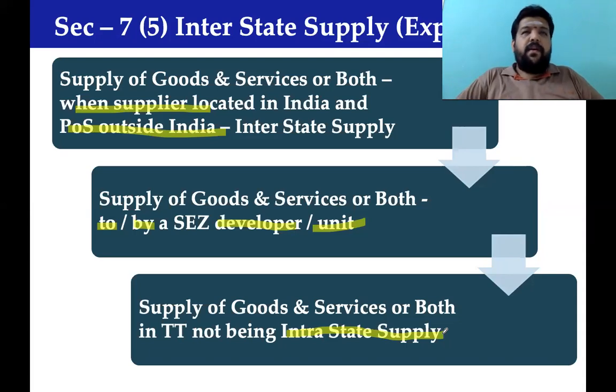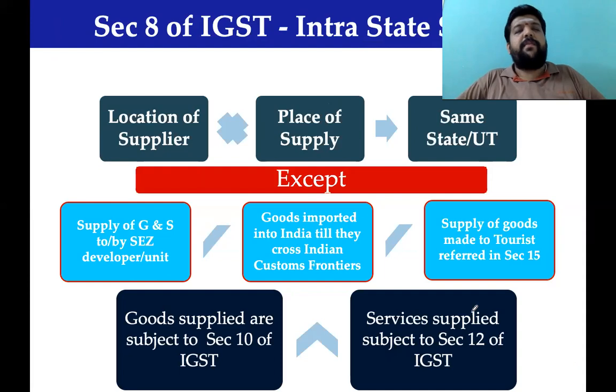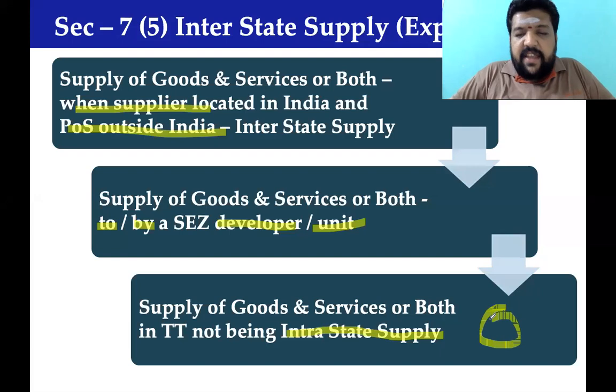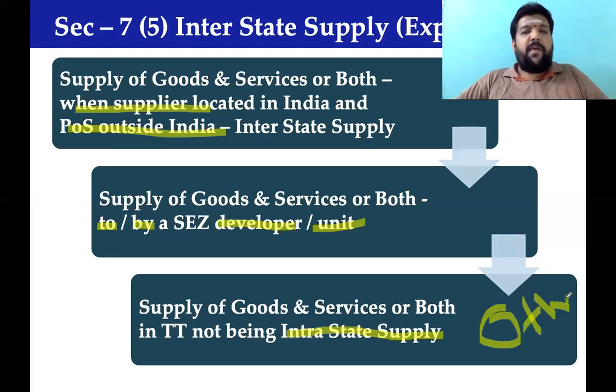7.5c. It is a supply of goods or services, no doubt about it. Supply of goods or services in the taxable territory, not being an intrastate supply. If it is not covered under intrastate supply, it would be covered as an interstate supply. Exceptional discussion. For the moment, understand this as others. There is something called others. Very popularly we'll write this 7.5c as others. We will take it up with the appropriate example at the correct time.